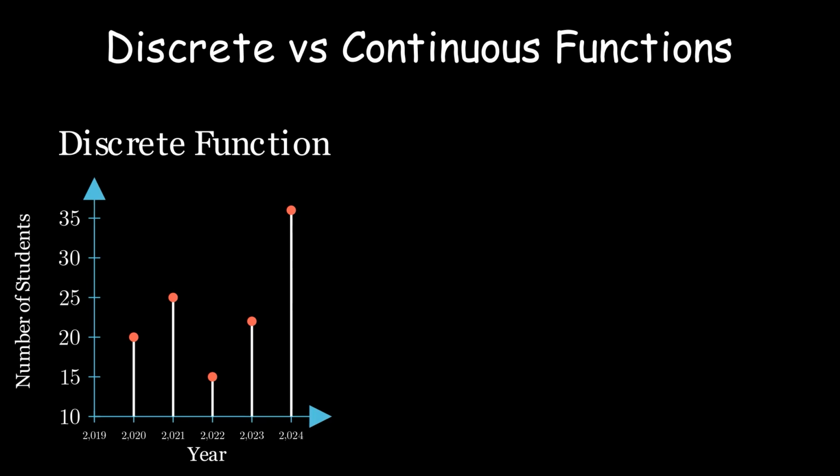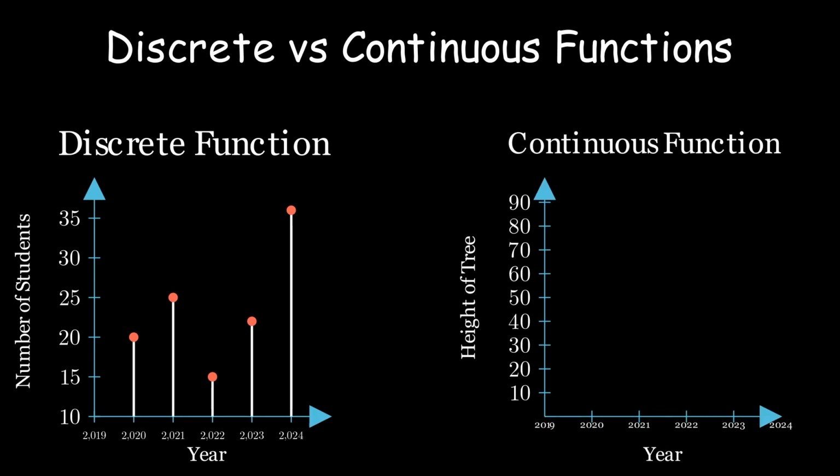On the other hand, a continuous function is a function that can take on any value within a given range. For example, consider the function that represents the height of a tree over time. The height of the tree can take on any value, not just integer values. If we had to plot this function, we would see a smooth curve on the graph like this.